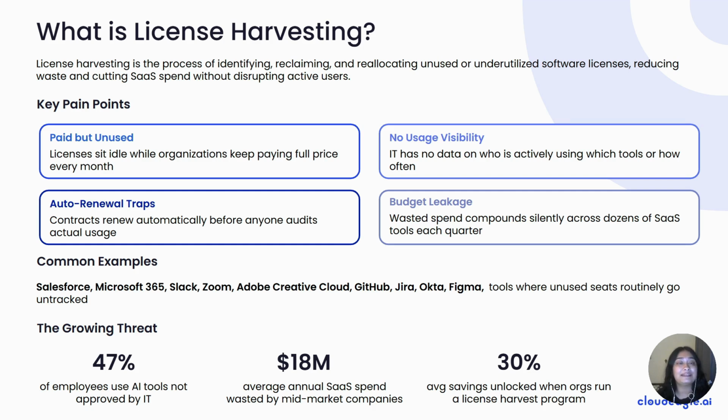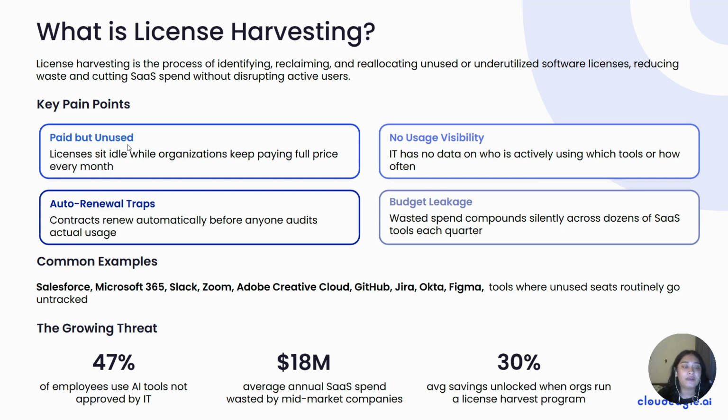So this is where license harvesting takes place. License harvesting is a process of identifying, reclaiming and reallocating unused or underutilized software, reducing waste and cutting SaaS spend without disruptive active usage. In very simple terms, license harvesting is just harvesting licenses that are inactive, or reclaiming them, or not moving ahead with them, or maybe reallocating that same license to some other employee in order to save SaaS spend.